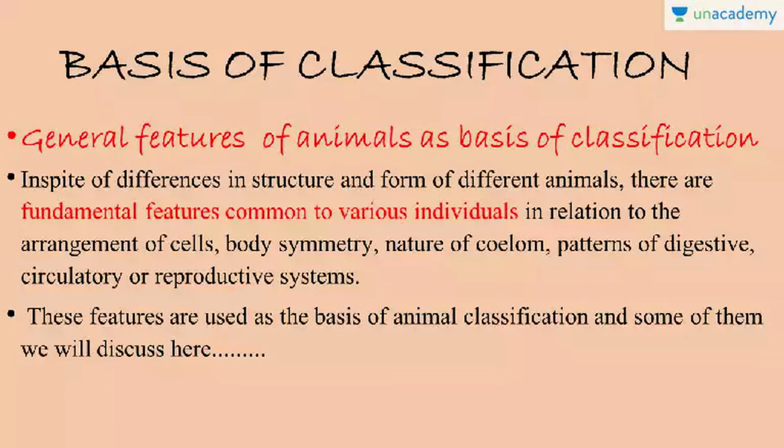We can run, but trees, can they run? No. So those who can move will be grouped together in one group, and those who cannot move will be in another group. Like that, seeing the similarities and dissimilarities, the first classification happened. Depending upon the characteristics, different types of groups came. So this is the basis of classification.